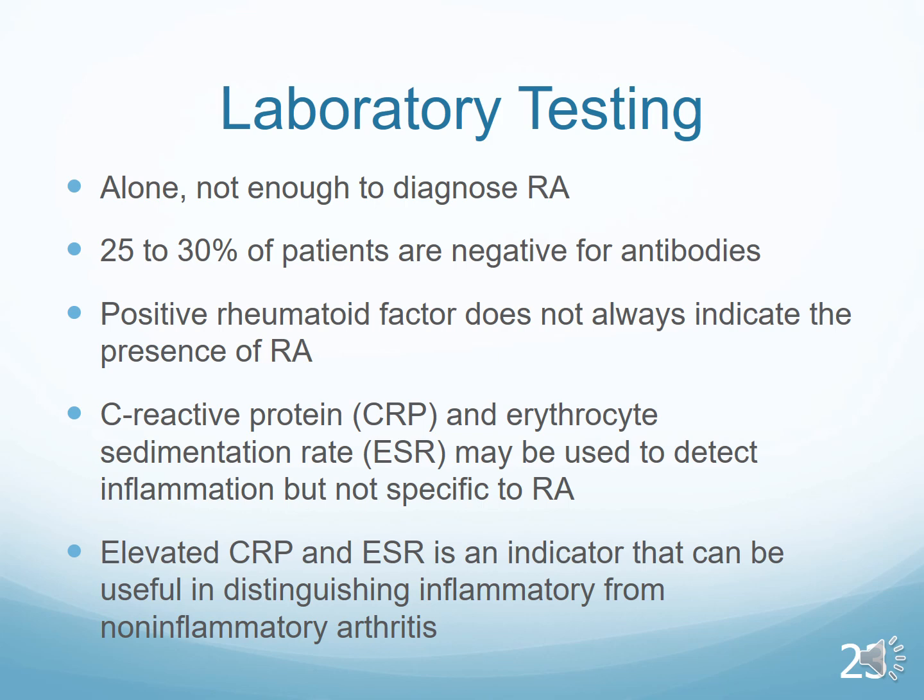So, and you may have realized this when you were in the clinical setting and you're looking at your patient's labs. They might have a C-reactive protein that's elevated. They might have a sed rate that's elevated. And all this means is that there is an inflammatory process going on somewhere in the body. So these two lab studies alone are not enough for RA. However, this elevated CRP and ESR is an indicator that can be useful in distinguishing inflammatory arthritis from non-inflammatory arthritis. So if this sed rate and the CRP is elevated, then we know that it's an inflammatory process versus a non-inflammatory arthritis such as OA.